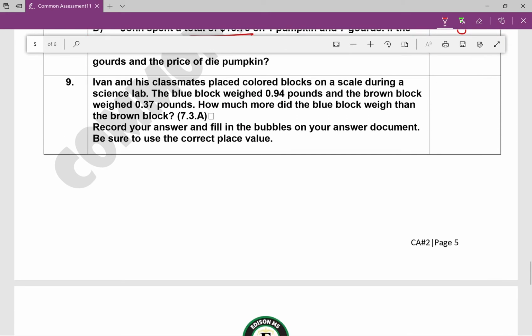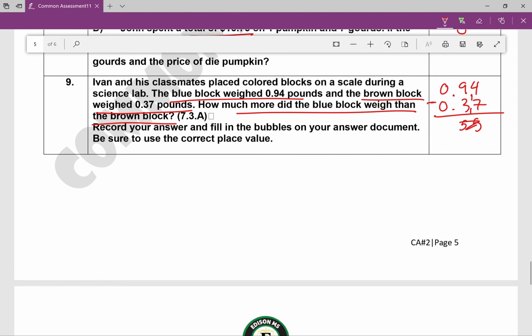Now, Ivan and his classmate placed color blocks on a scale during science lab. Each blue block weighed 0.94 pounds. And the brown block weighed 0.37. How much more did the blue block weigh than the brown? So we're subtracting. So we had 0.94 minus 0.37, line up your decimals like that. So this is a 7 and this is a 5.